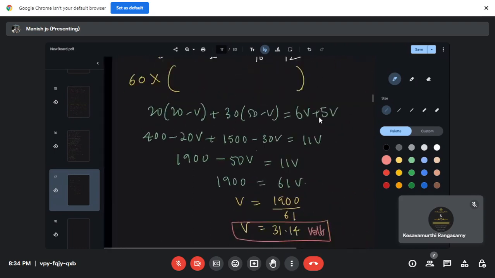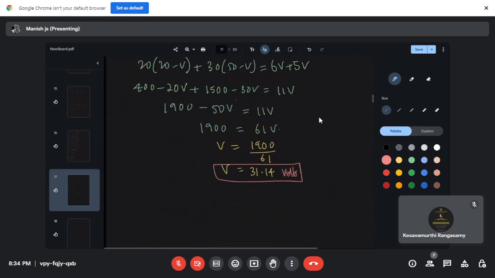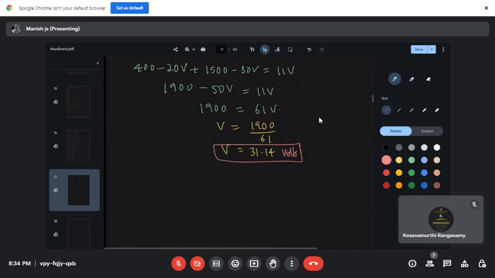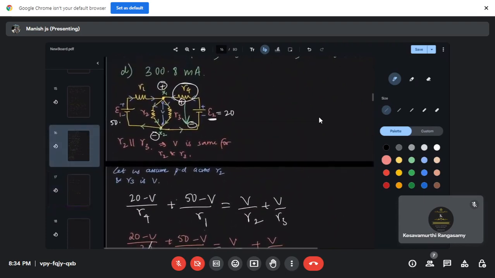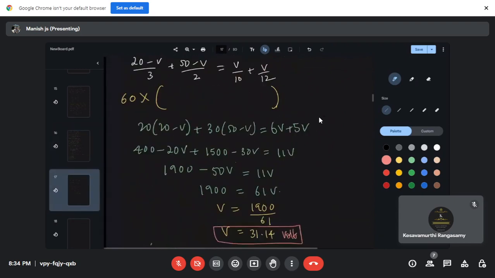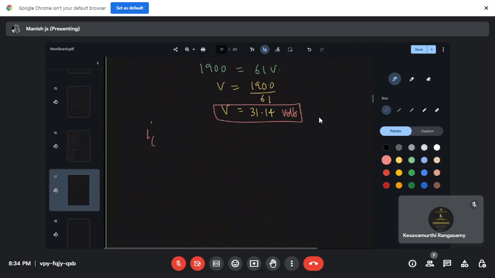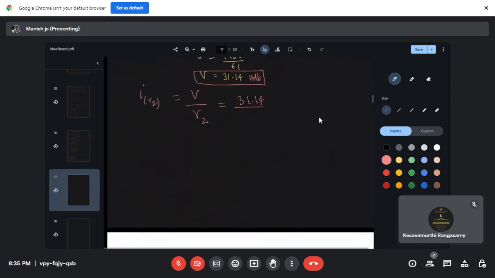We have got the potential now directly across those resistors. Once you have got this potential, now you are going to find out the current. So what will be the current passing through R2 directly? Now you can find the current I2. You can apply Ohm's law. I is equal to V by R, right? So I through R2 will be equal to V divided by the value of R2. How much is V? 31.14. Divided by how much was R? R was 100. So divided by 100.